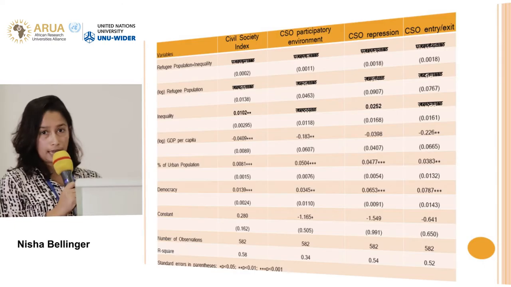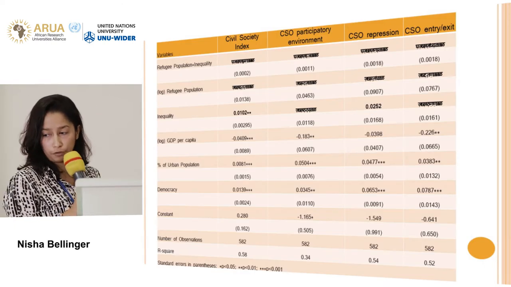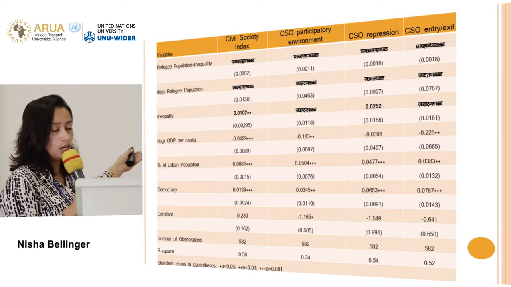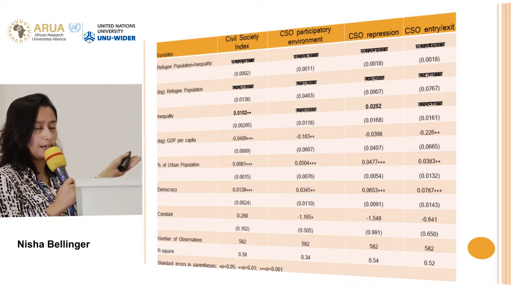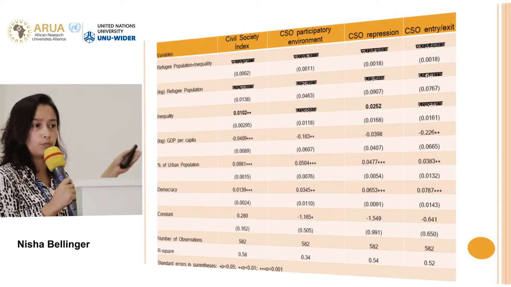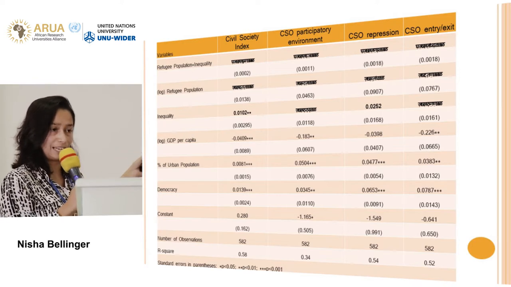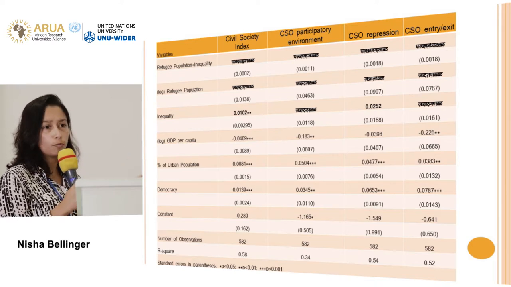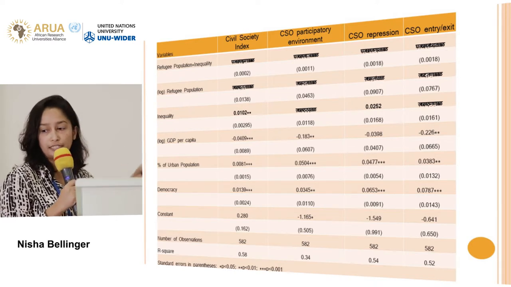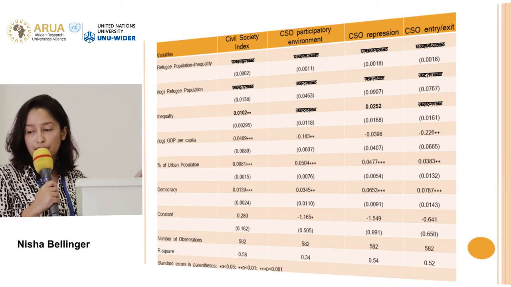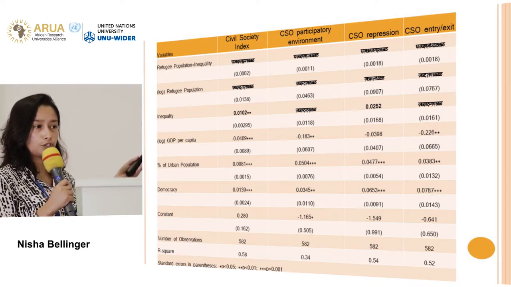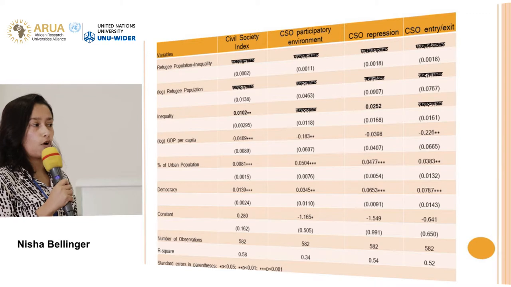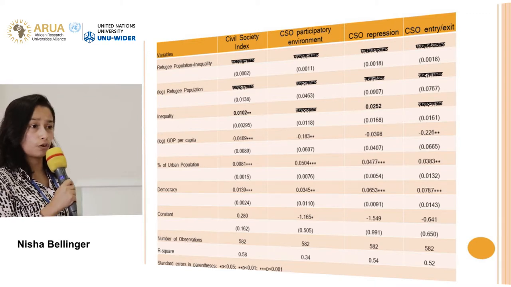And so if you look at the results here, we'll start with the control variable. So if you look at the democracy variable, higher numbers mean higher levels of democracy. It's positively associated with civil society activism. And that makes sense. Countries that are more open will allow for higher civil society activism. Percentage of urban population, higher the percentage of urban population, higher levels of civil society activism. Having a more urban population may make it easier for groups to come together.